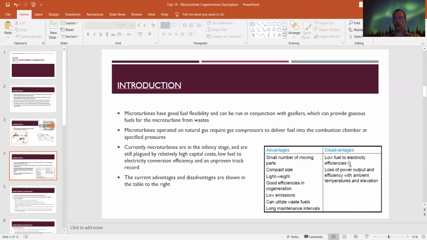Other disadvantages, as I said already, the small electrical efficiency. The other big thing is that in any turbine system, you want cold, dense air going into it. The colder and denser the air, the more power you get out. So these are really affected by the ambient temperature as well as elevation. If you go up to Colorado, at higher elevation you have lower air pressure and lower air density, so it's going to lose some efficiency compared to sea level.